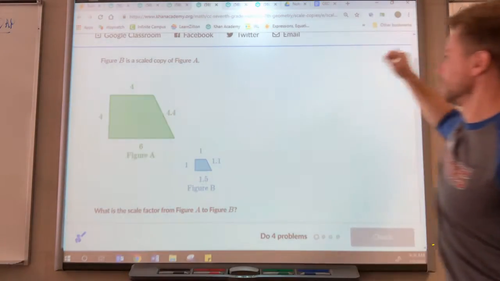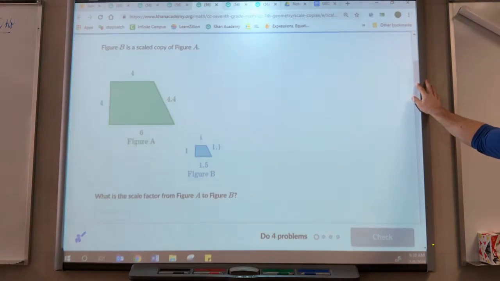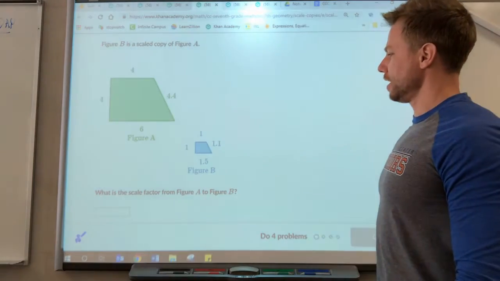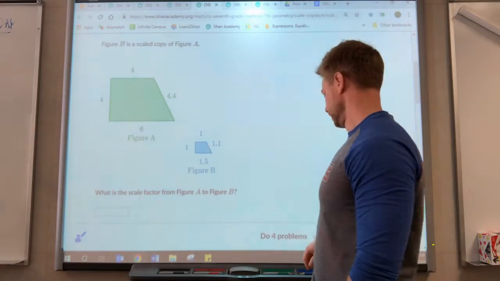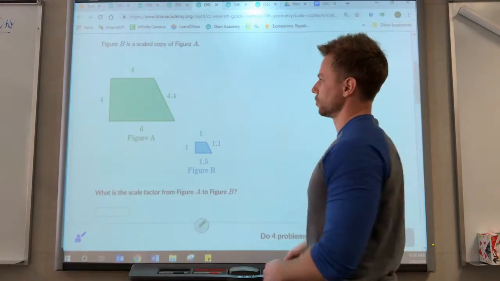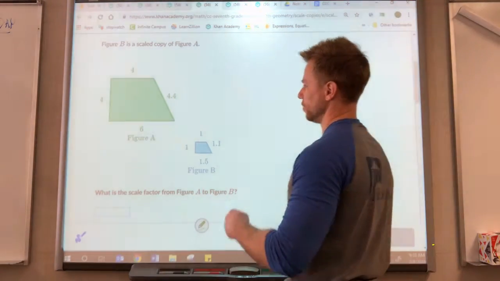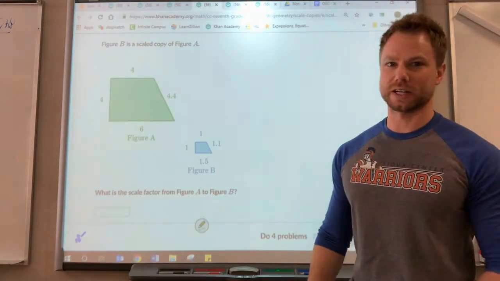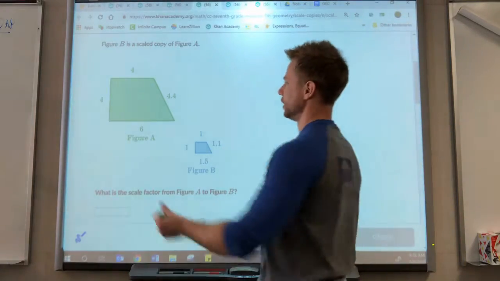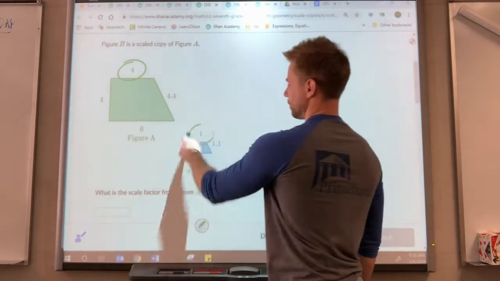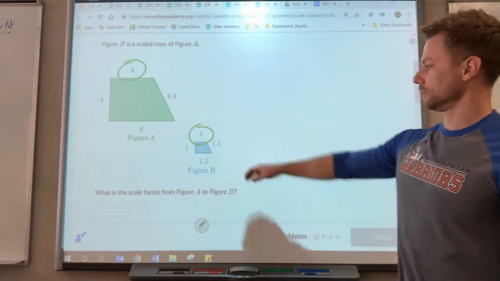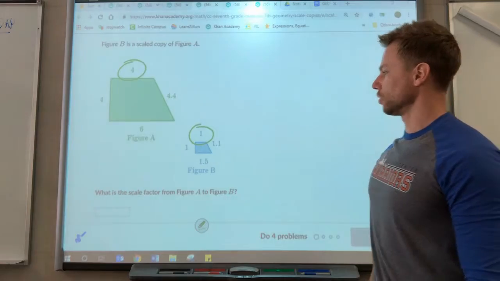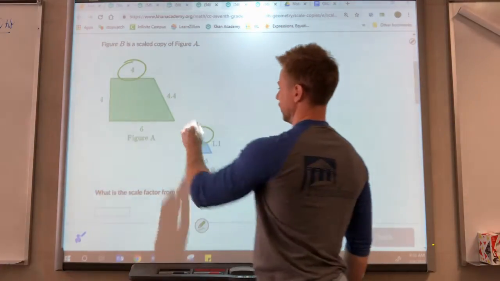And the last link for this objective, objective 2. Figure B is a scaled copy of figure A. What is the scale factor, figure A to figure B? So they're starting with A and then going to B. I always look for side lengths that are maybe whole numbers, the easiest numbers, so I can determine what I need to multiply by. So the top side on figure A is 4, top side on figure B is 1. So what are we multiplying 4 by to get 1?